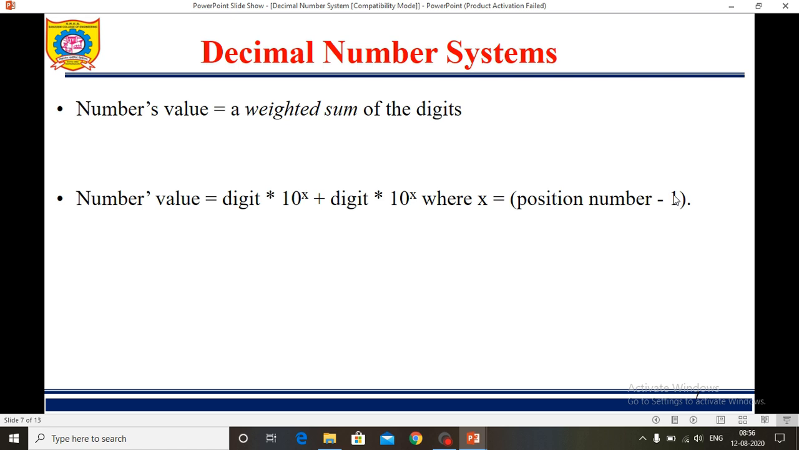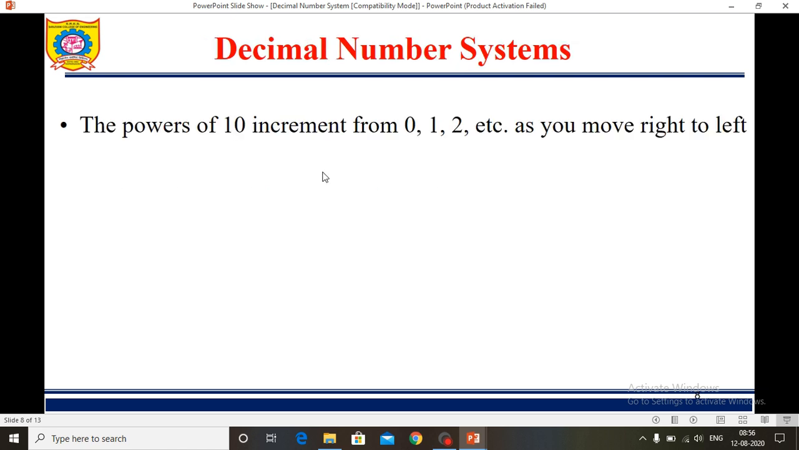The power of 10 increments from 0, 1, 2, etc. as we move from right to left. This I have already told you.